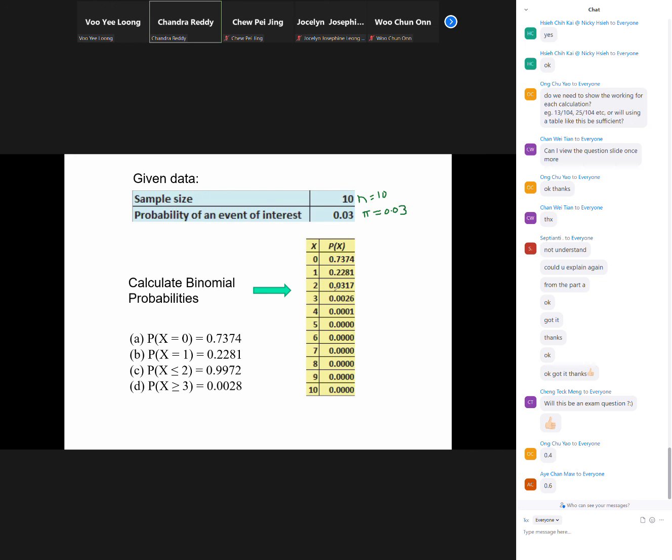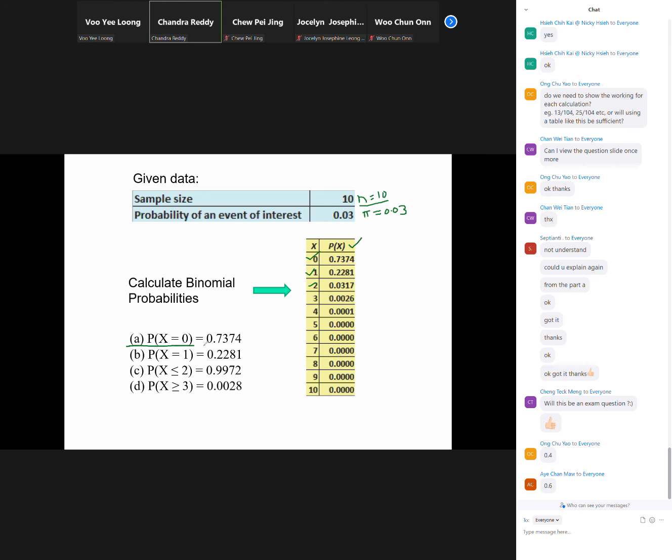So then we can use the binomial distribution formula. Then we can calculate the probability when x is 0, when x is 1, 2, 3, 4, 5, up to 10. Because the max sample size is 10, we can't go more than x equal to 10. So x can vary from 0 to 10 only. For each value, we can use the binomial equation and calculate the probability. This is done using Excel.